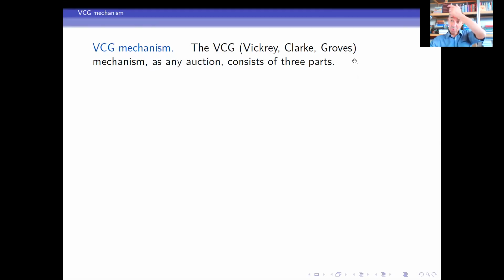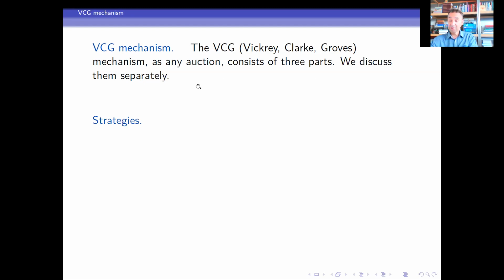And as with any auction mechanism, VCG consists of three parts, namely strategies, allocation, and payments. So first we have to say what the strategies are. What can you do in this auction game? And then after that, based on the strategies that players took, you have to decide how you're going to allocate and what each agent is going to pay. But let's start with the strategies.